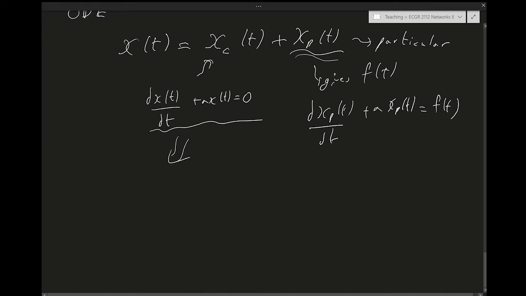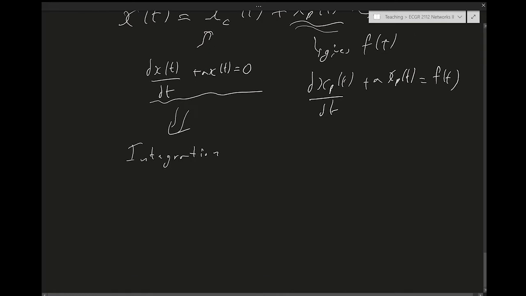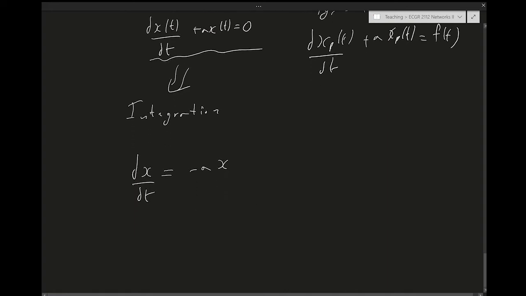You could do integration. I could solve it by integration. It's a very simple separable equation. What do I mean by separable equation? Well, I can arrange it in this way. I can say dx/dt equals minus a x, right? And then I can do this: dx over x equals minus a dt.